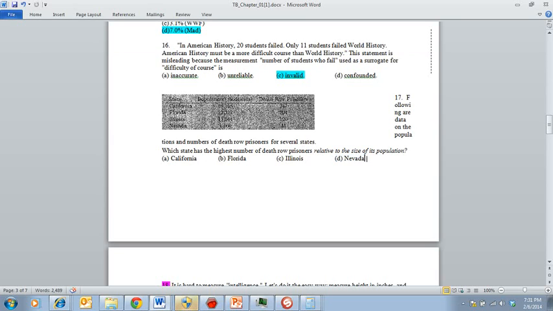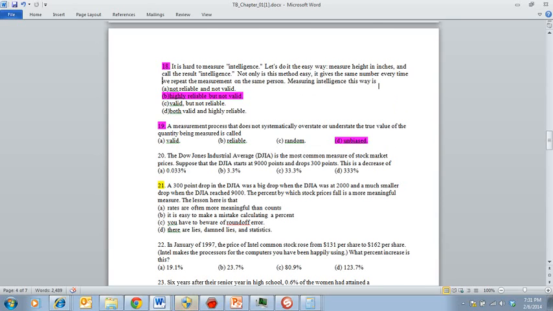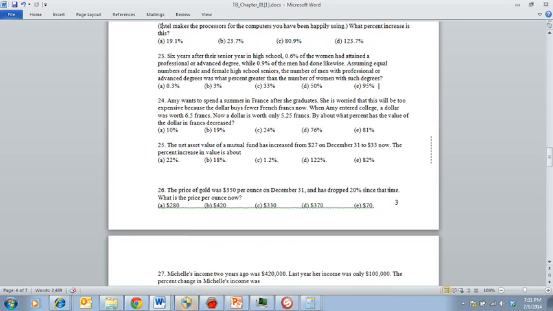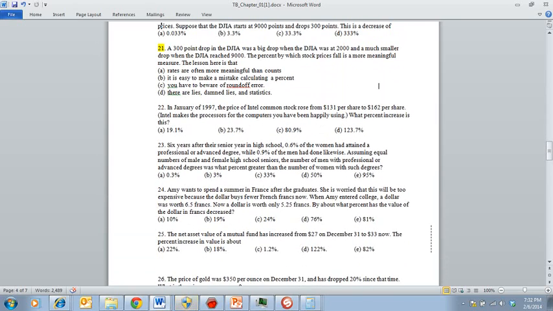Good. Okay, so next question. Is it 23? Am I skipping one here? Yep, oh, 22. In January 1997, the price of Intel common stock rose from $131 to $162 per share. Intel makes the processors for computers you've been happily using. That's nice. What percent increase is this?